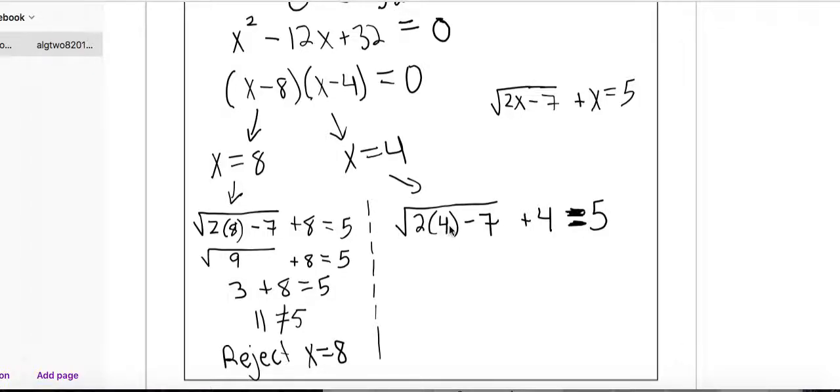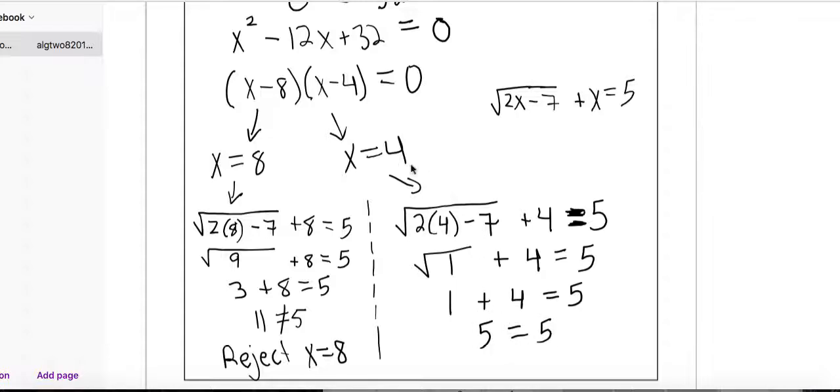2 times 4 is 8 minus 7 is 1 in the parentheses, in the square root sign. So we get square root of 1 plus 4 equals 5. The square root of 1 is just 1. 1 plus 4 is indeed 5. And if we simplify all the way, we get 5 equals 5. So x equals 4 is a solution. It's the only solution to this equation. And we could have also confirmed in our calculator.